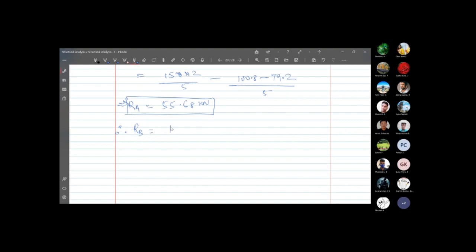Similarly, what will be the value of RB? RB equals to the reaction due to simply supported end condition, plus, because it is in the positive direction, the reaction due to end moments.